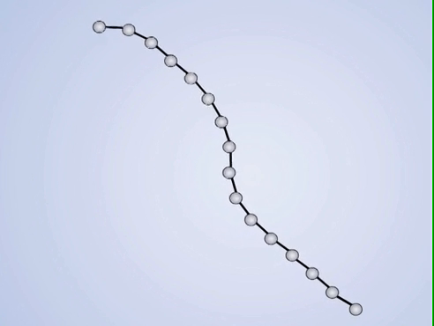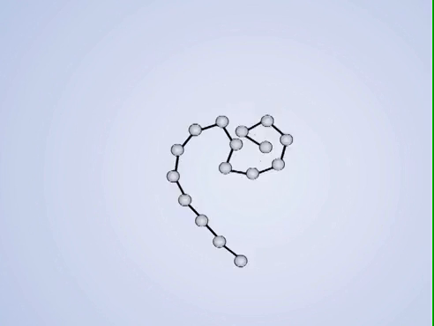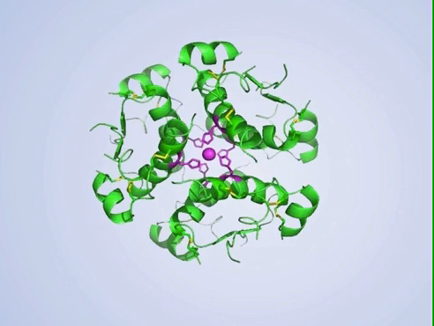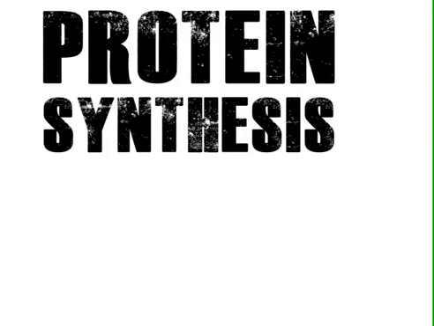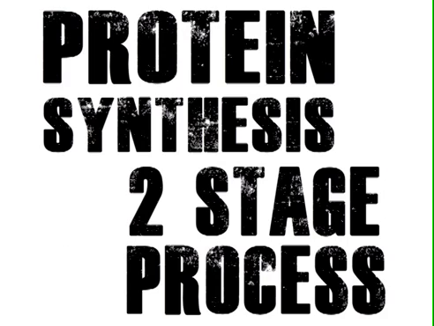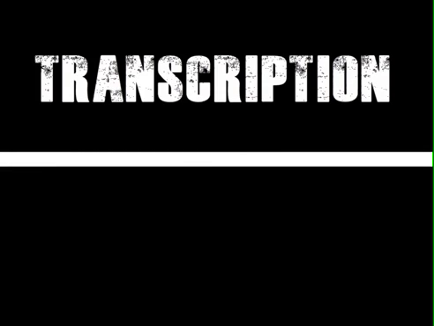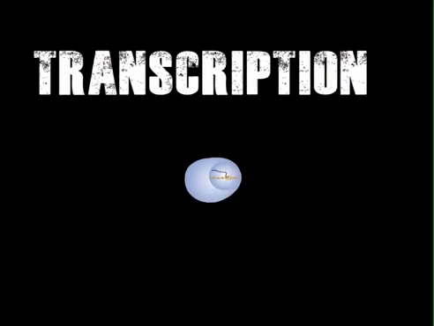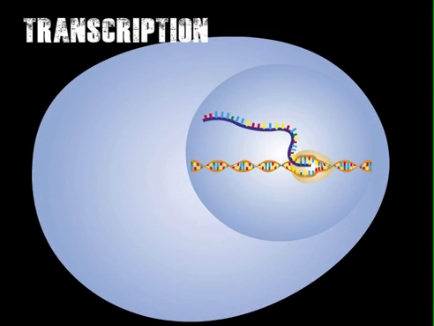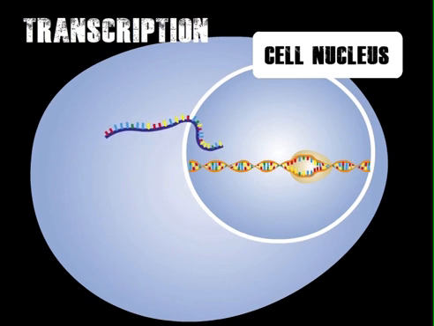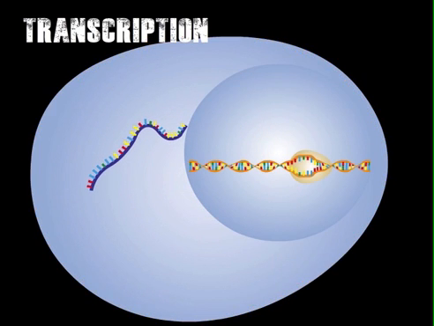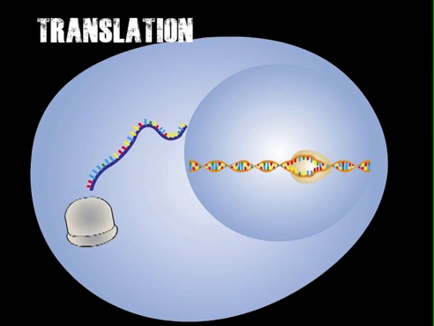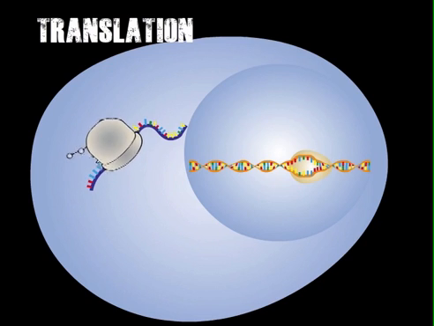Like any amino acid chain, it's not a functional protein until it folds into its 3-dimensional shape. So protein synthesis is a 2-stage process: transcription, then translation. Transcription builds a copy of the gene, messenger RNA, that leaves the nucleus and travels into the cytoplasm. Once in the cytoplasm, this copy is read and translated into a chain of amino acids, which fold into a functional protein.